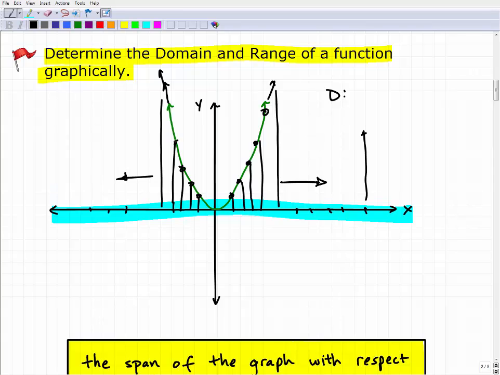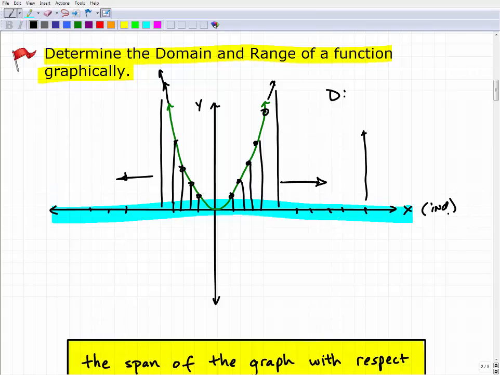Now, hopefully that makes sense. If that makes sense to you, okay, then I think you're going to be well on your way. So the x-axis, or the x values, recall, are the independent values in a function, okay? It's what we could put in.